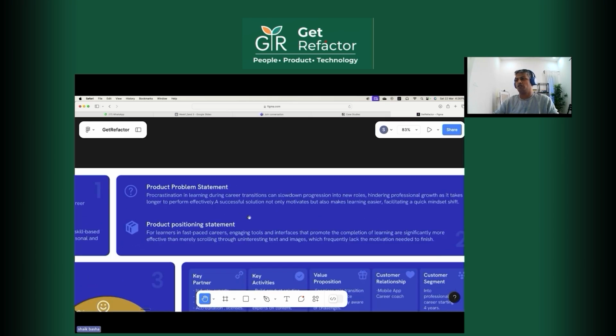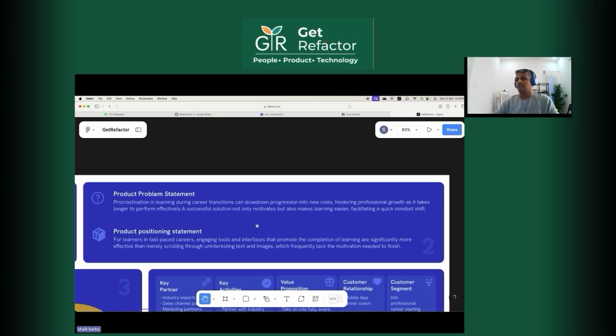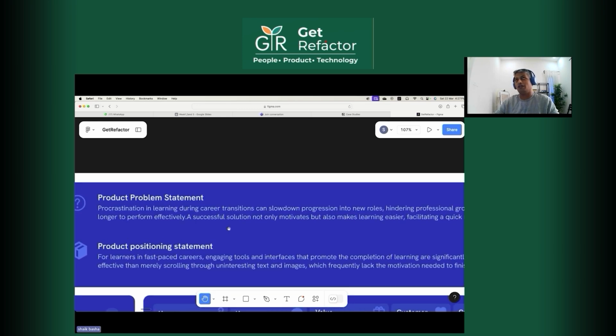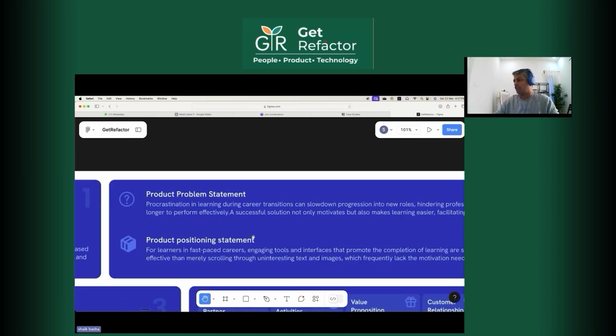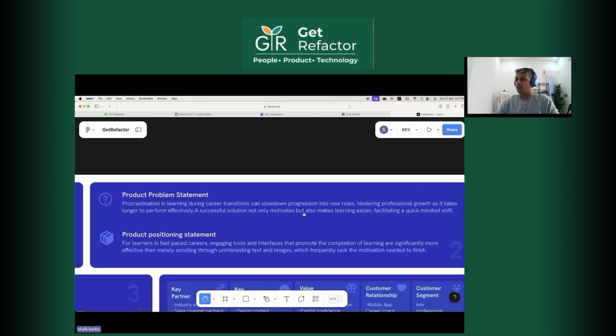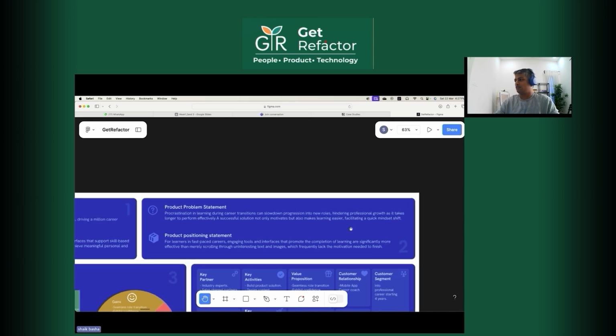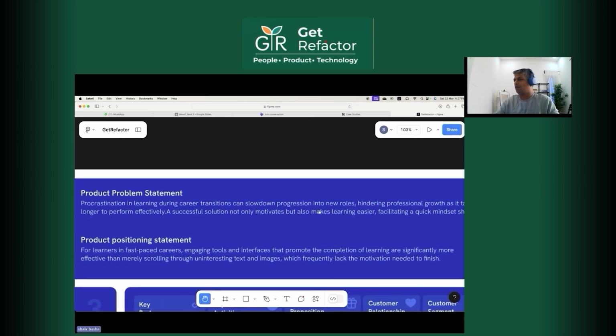Now you come to the problem statement. If you want to translate that, you should understand the pain point of the customer or the target audience that I am trying to talk about, right? That is where the problem statement comes into the picture. The problem I was trying to address is procrastination. Procrastination in learning during career transitions can slow down your progression into new roles, hindering professional growth as it takes longer to perform effectively. A successful solution not only motivates but also makes learning easier, facilitating a quick mindset shift. So this is the problem statement I'm trying to address.